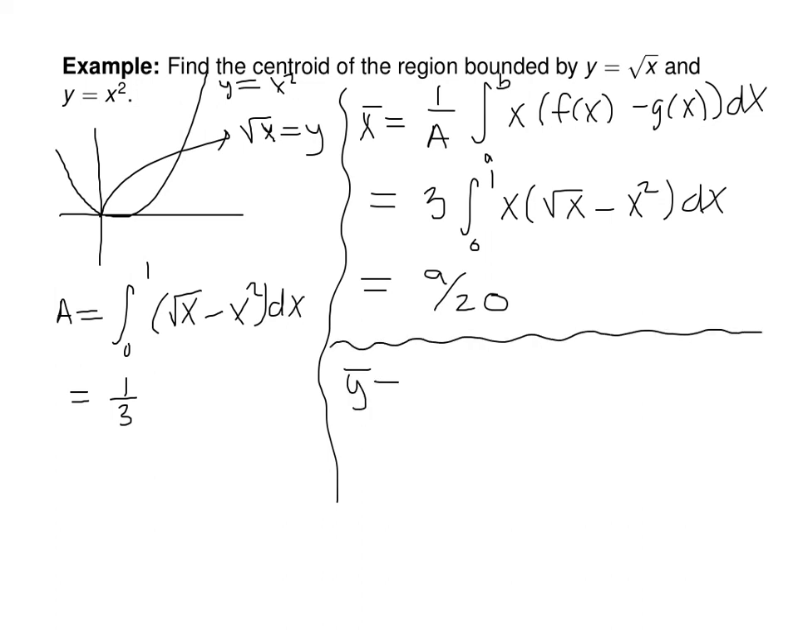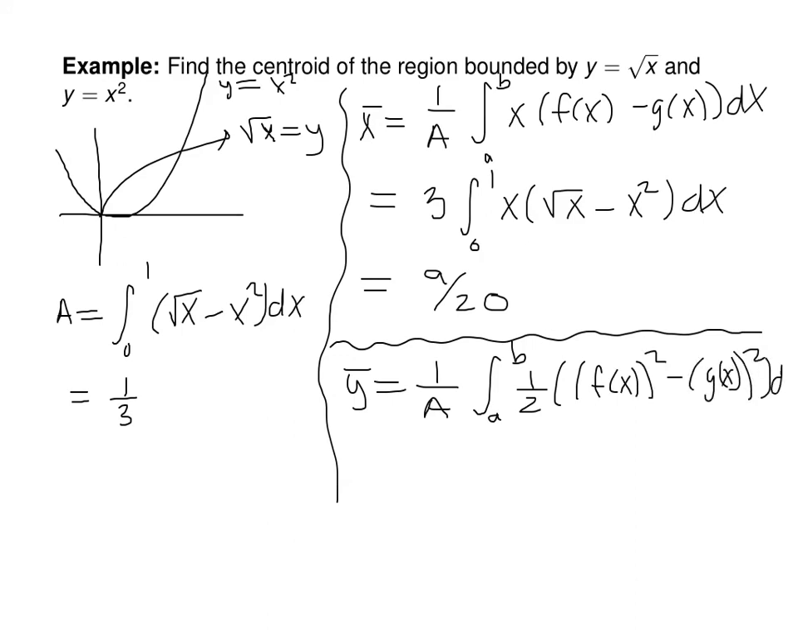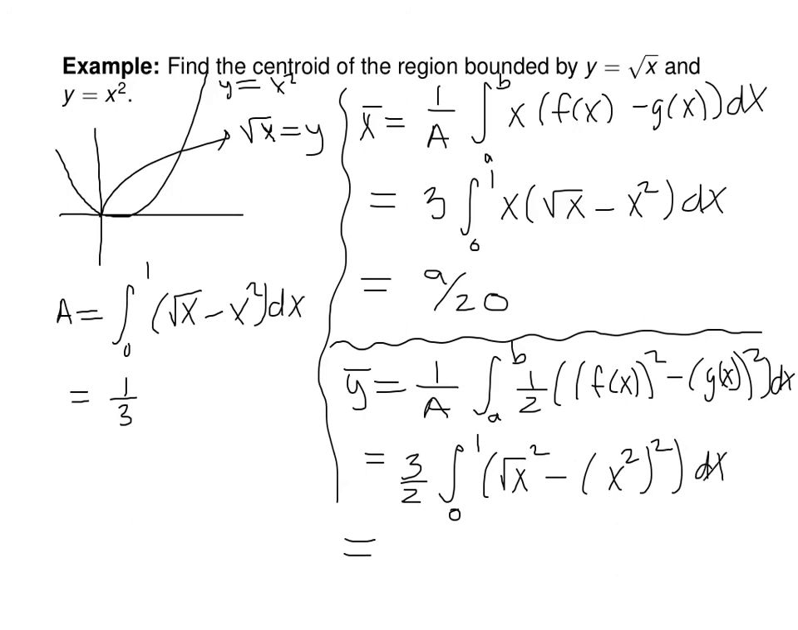Now y bar, the formula for that will be 1 over A, integral a to b, 1/2 times f of x squared minus g of x squared dx. So once again, 1 over A will be 3. We have the integral from 0 to 1. Actually, we can even say 3 over 2. And f of x is root x squared minus x squared squared dx, which, after lots of arithmetic, you also end up with 9/20.